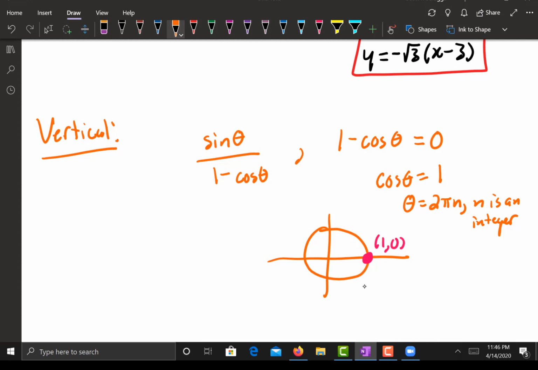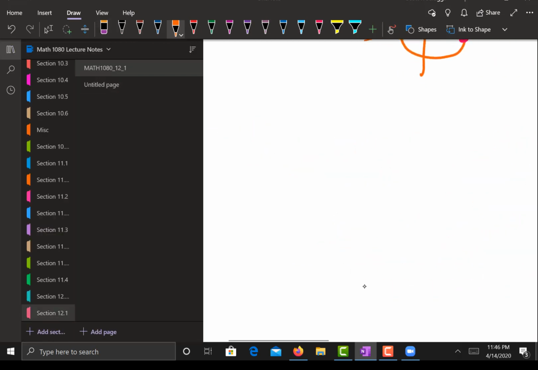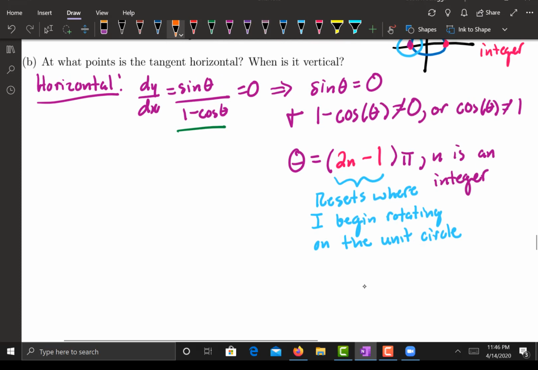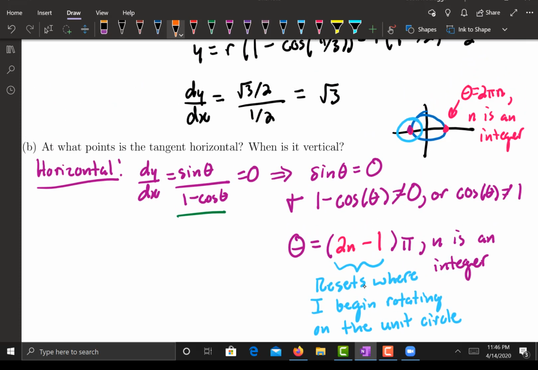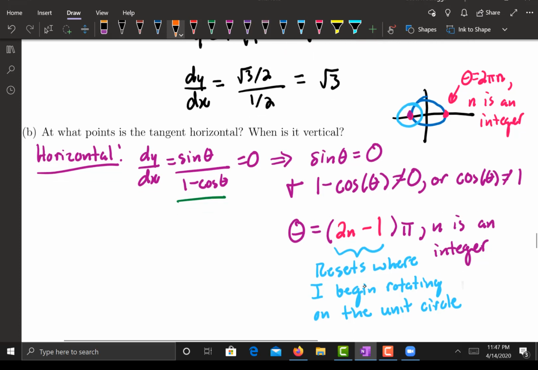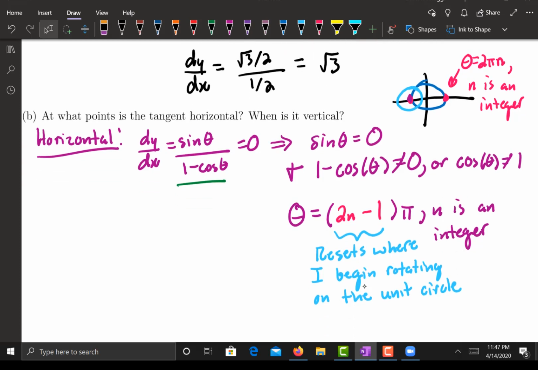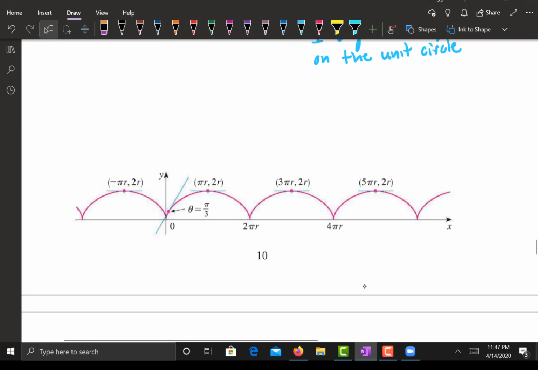So here's what we're thinking for this example, is that I get a horizontal tangent line if my angle is a multiple of 180 degrees about the unit circle, and I get a vertical tangent line if I do a full rotation about the unit circle. And that's how we're going to tackle this type of problem. And that covers derivative for a parametric equation.